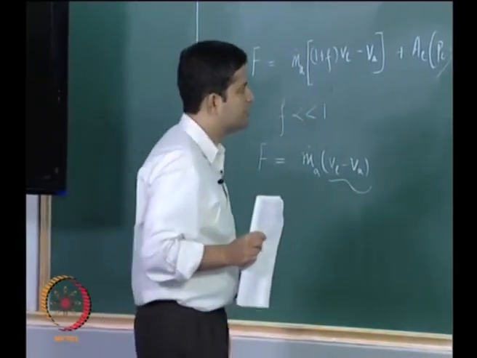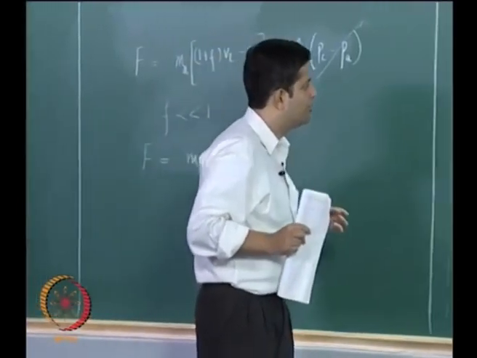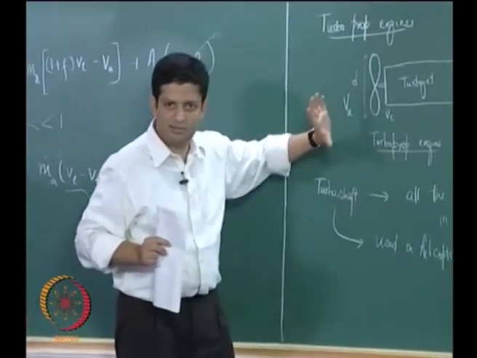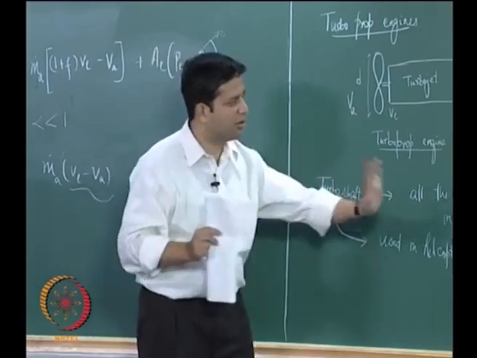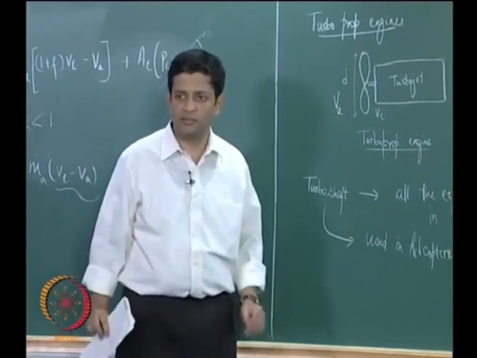So what is done is, you do not want to reduce this diameter, because then your mass flow rate through it will be small. So there is a limitation that you cannot go beyond 0.7 Mach number.